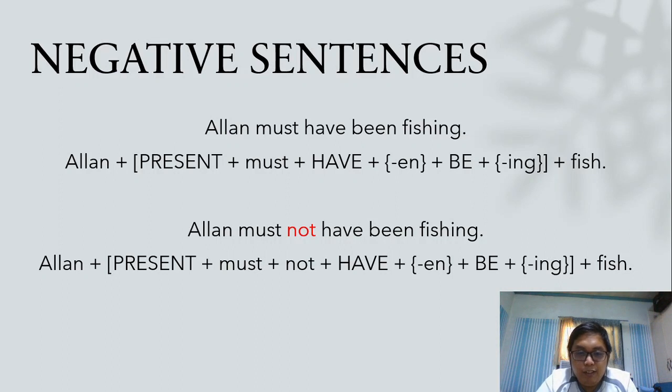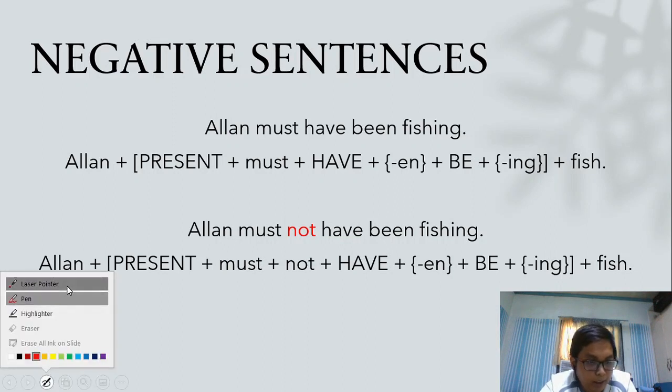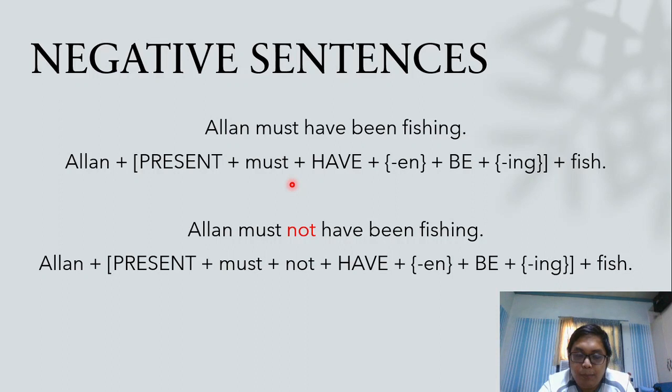Alan must have been fishing. Our rule is that we put the word not, or our negative word not, after the first auxiliary. As you might have noticed, the presence of your first auxiliary, must, based on the rules, means the word not should be placed after it. So, Alan must not have been fishing, as compared to Alan must have been fishing.